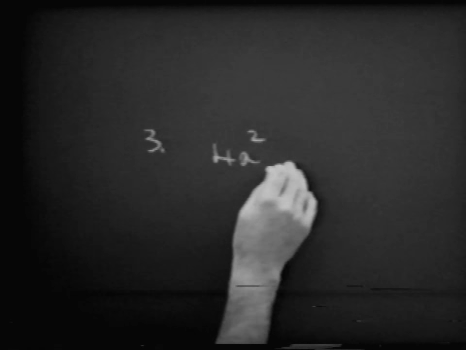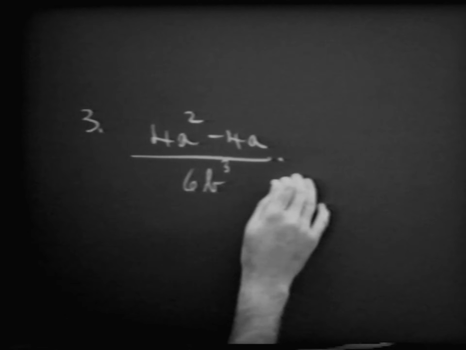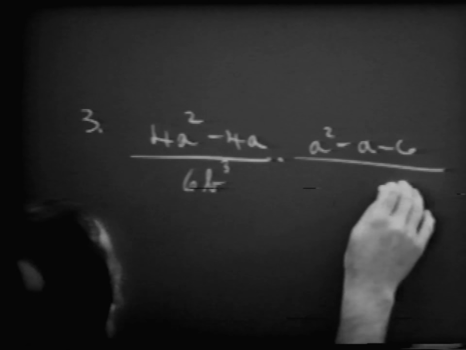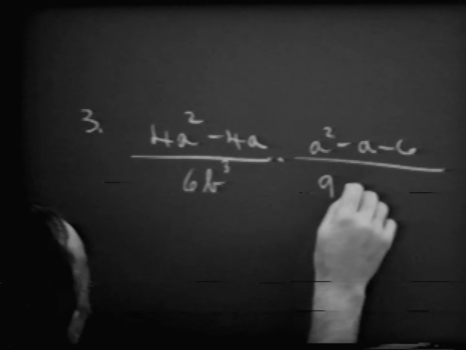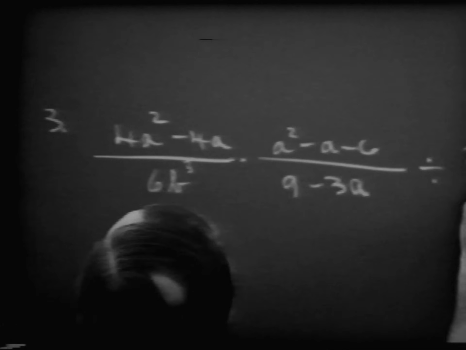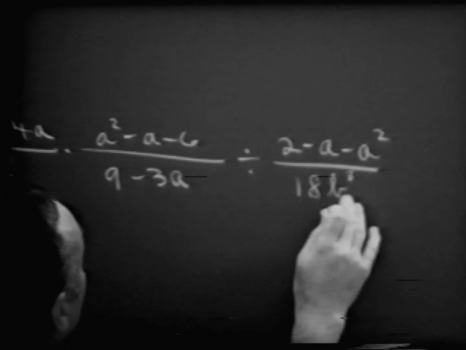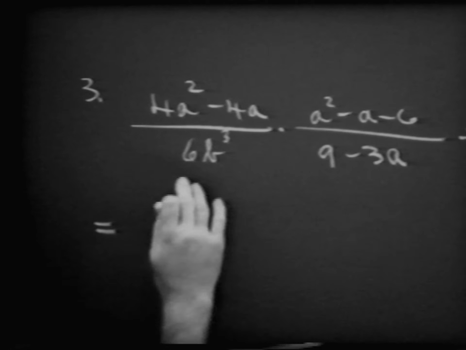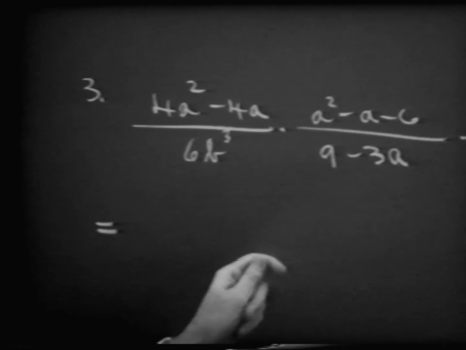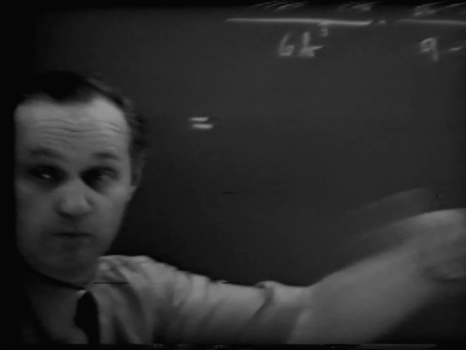Suppose we had 4a squared minus 4a divided by 6b cubed, times a squared minus a minus 6. And let's put a little bit of a twist in here and think of this as 9 minus 3a, and now divided by 2 minus a squared all over 18b cubed. Now notice here we happen to have 3 factors, and let's just take it from left to right as we normally do, using our rules for multiplication and division, and when they occur we will simply do them from left to right.